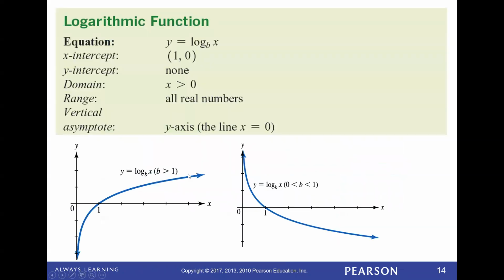But if you look at this, this is kind of the base shape of it. If my base is bigger than 1, this is the shape of the graph. And if my base is between 0 and 1, meaning my bases could be fractions, which is totally possible, but my base cannot be negative. So the base is always positive. It's going to look like this.